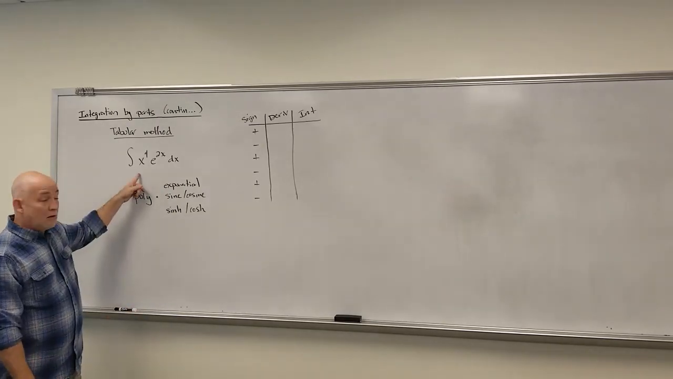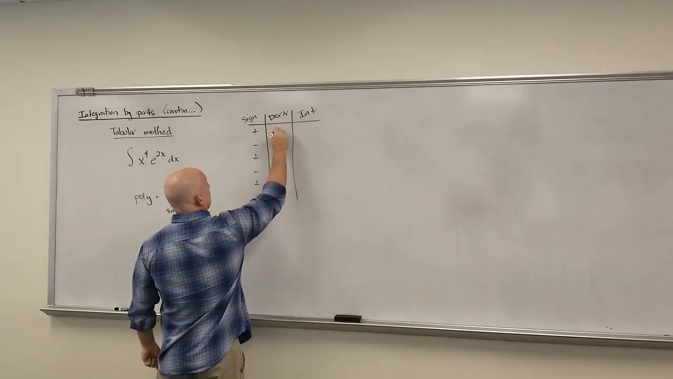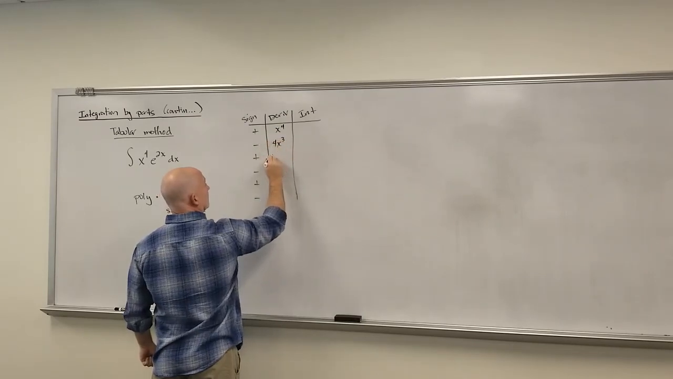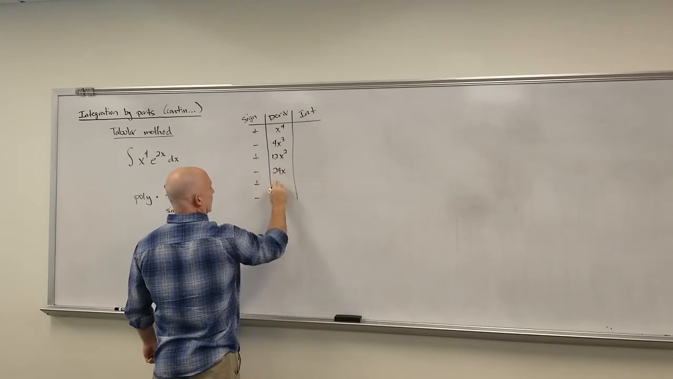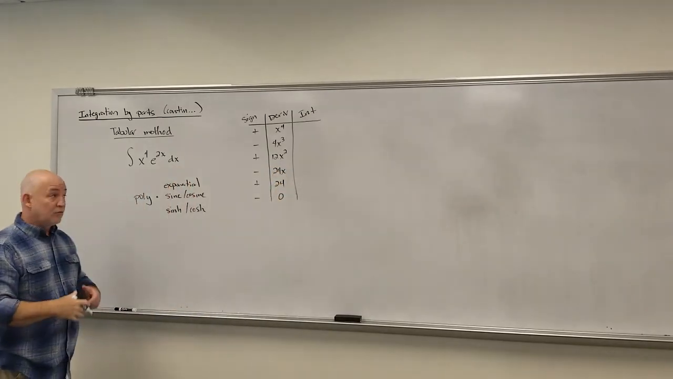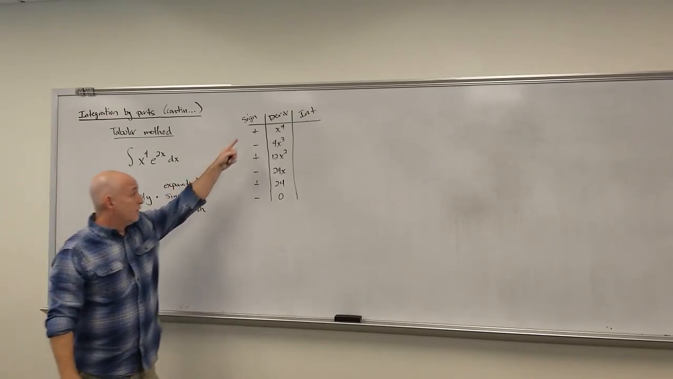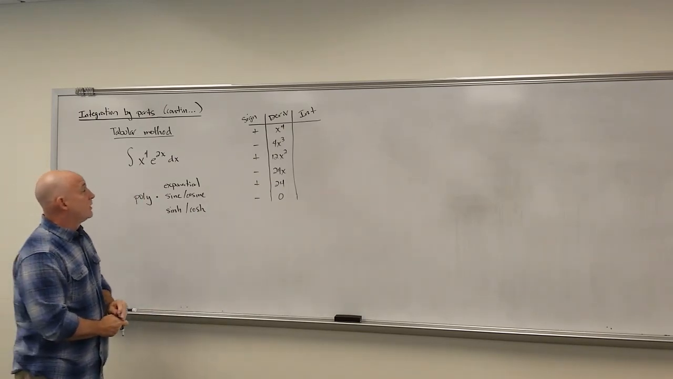So that would be our polynomial here. I'm going to put x to the fourth here. Then start taking derivatives: 4x to the third, 12x squared, 24x, 24, and 0. And go down till you get a 0. That's why the polynomial works really well for this, because we know that the derivative is eventually going to give us a 0.